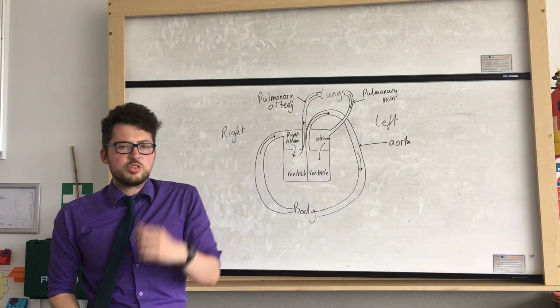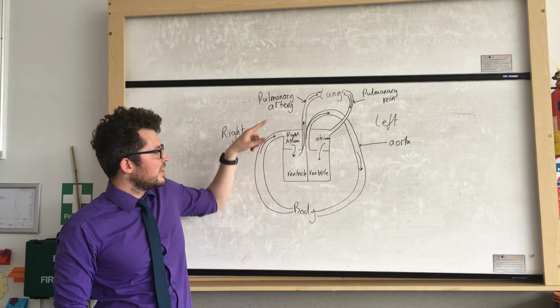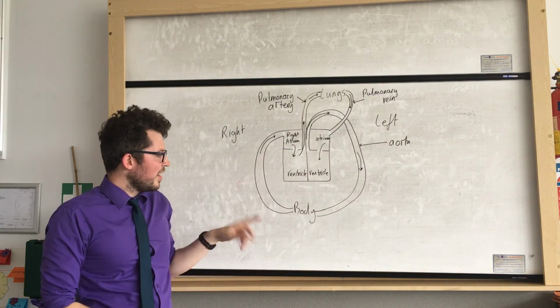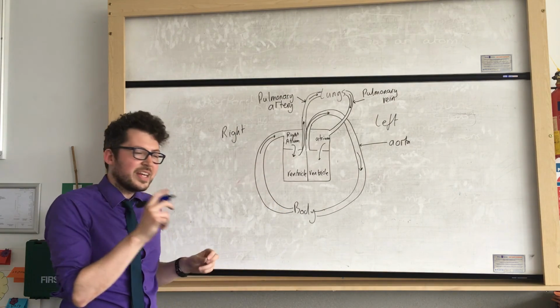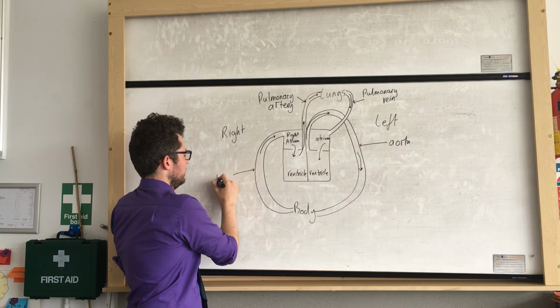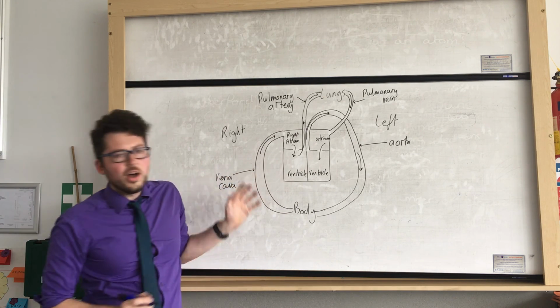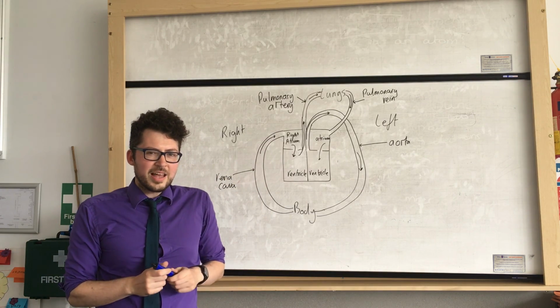So that's the structure of the heart, that's what you need to know. You also need to know the name of these blood vessels, so pulmonary artery, pulmonary vein, aorta, and finally there's one more that carries blood back to the heart, and this is known as the vena cava. And then the whole cycle can continue again. So that's the structure of the heart and the features.